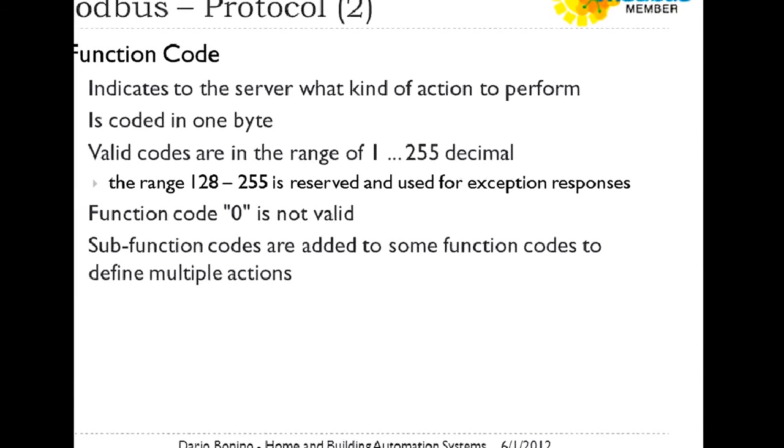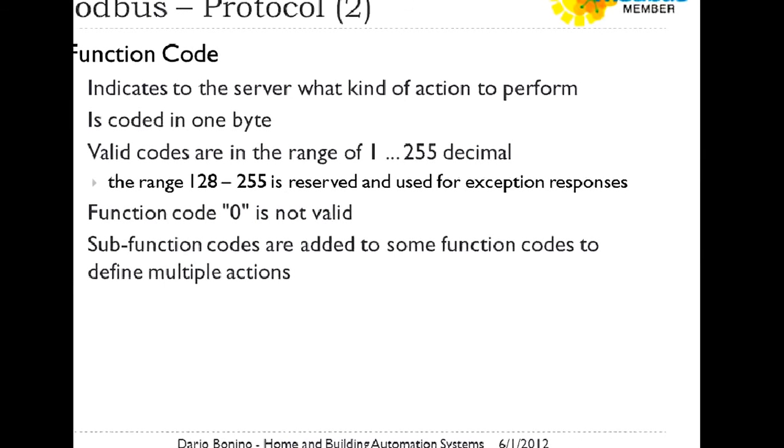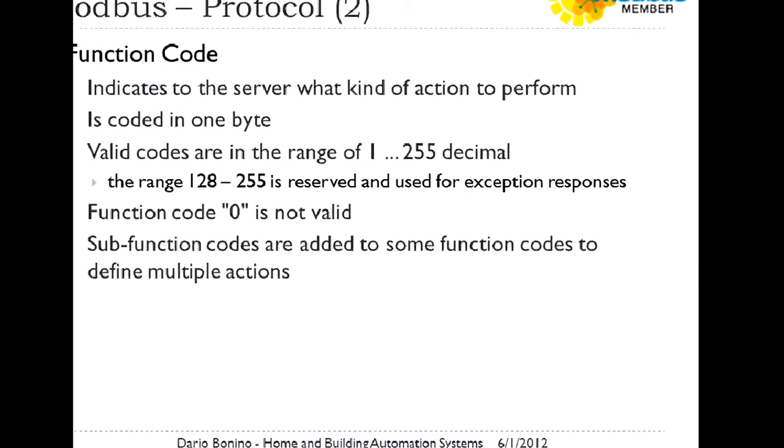The function code identifies which action to perform, uses 1 byte, so we have 256 different function codes, but only some of them can be used. In particular, those from 128 to 255 are reserved and used for exceptions, for errors. So we have just 127 different function codes, 127 because the function code 0 is not valid.